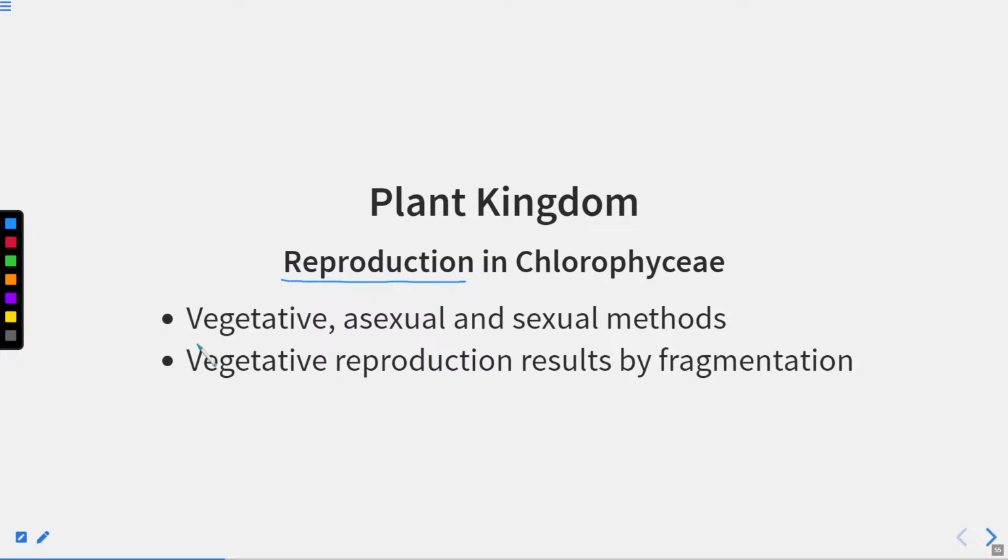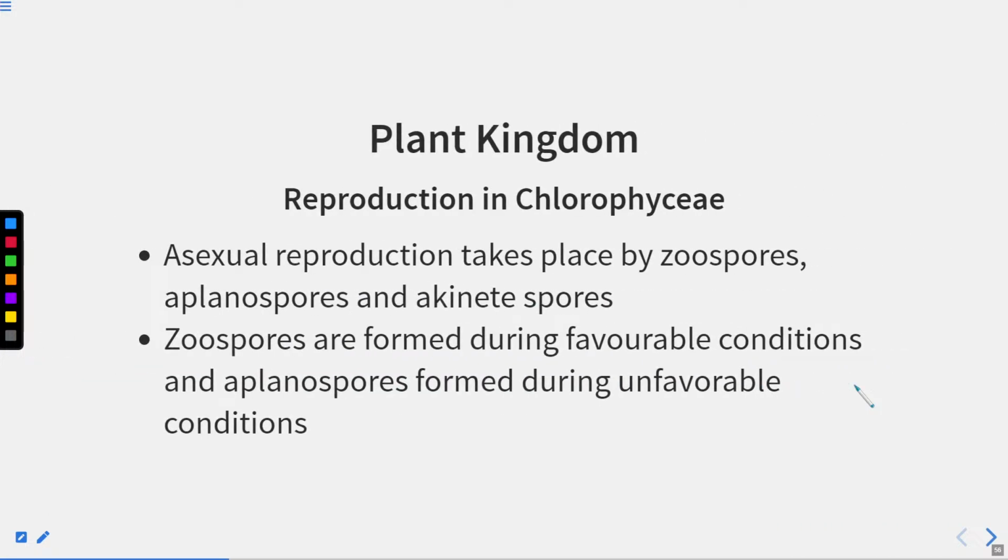Reproduction in chlorophyce: vegetative, asexual, and sexual method. All the 3 different types of sexual reproduction are found in the case of chlorophyce. Vegetative reproduction results by the fragmentation. We have already discussed this in the general characteristics, right? Asexual reproduction takes place by the zoospores, aplanospores, and hypnospores, and these are the resting spores formed when the condition is not favorable for the growth of algae.